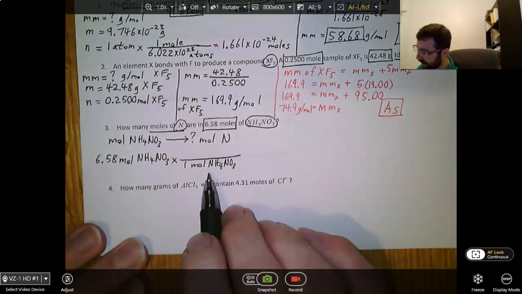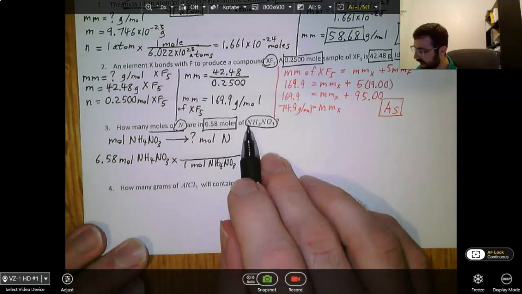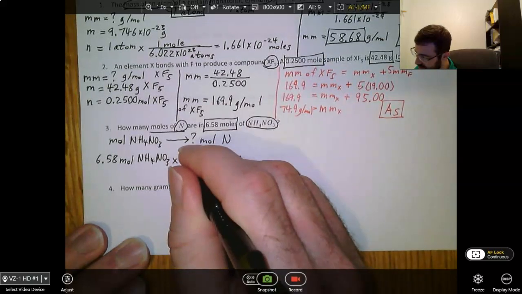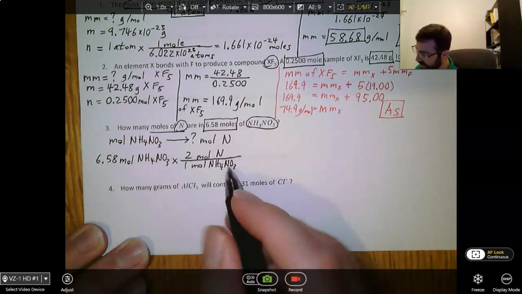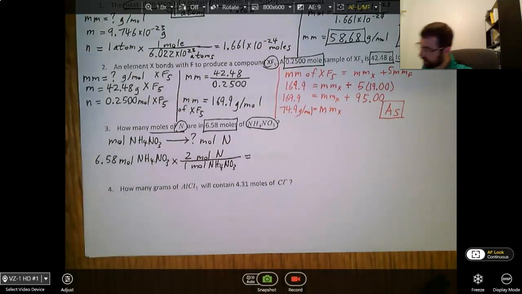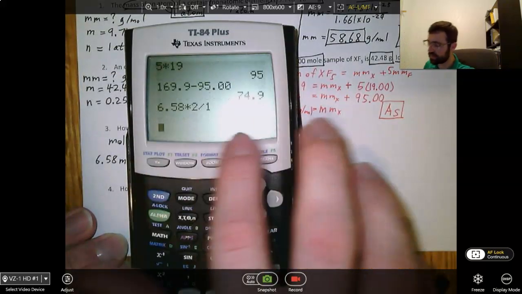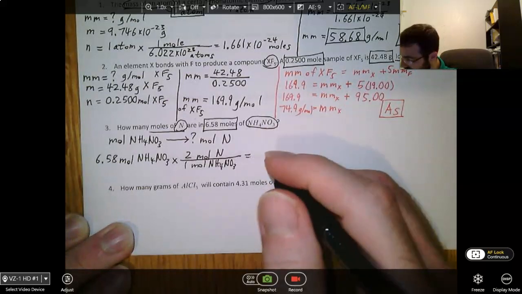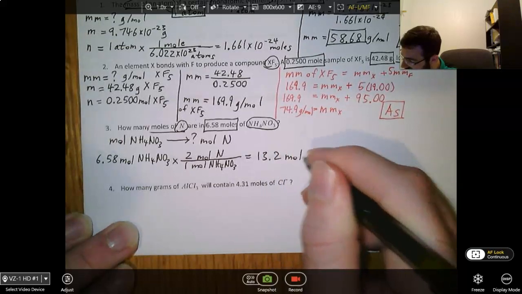For every mole of this, how many moles of nitrogen do I have? Well, I see nitrogen in this twice. So that means I've got 2 moles of N for every 1 mole of NH4NO3. So I'm just going to do this times 2 over 1. 6.58 times 2 over 1 gives you 13.16. 3 significant figures, 13.2 moles of N.